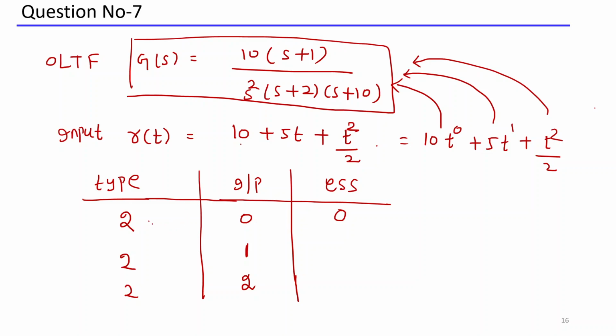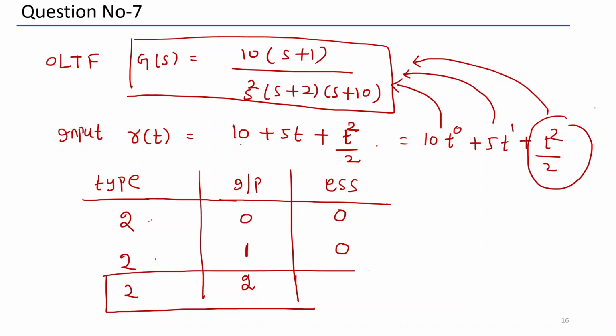Now tell me, when your type is greater than the input, what is the steady state error? It is 0. Again, when the type is greater than the input, it is 0. So only for the last input will some steady state error exist, and that is A divided by Ka, the acceleration error constant. So you need to find only Ka, which is the limit as s tends to 0 of s square times g of s.